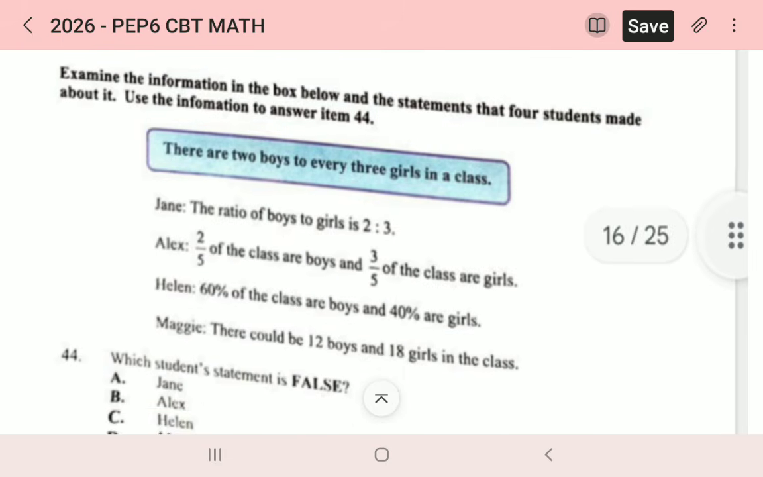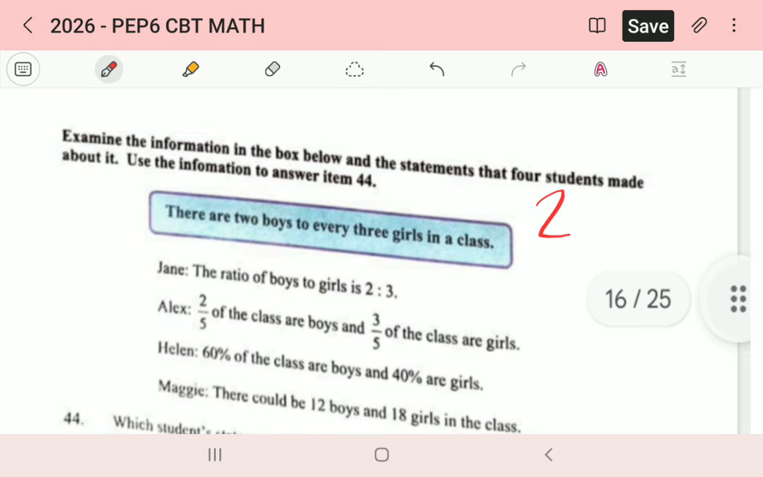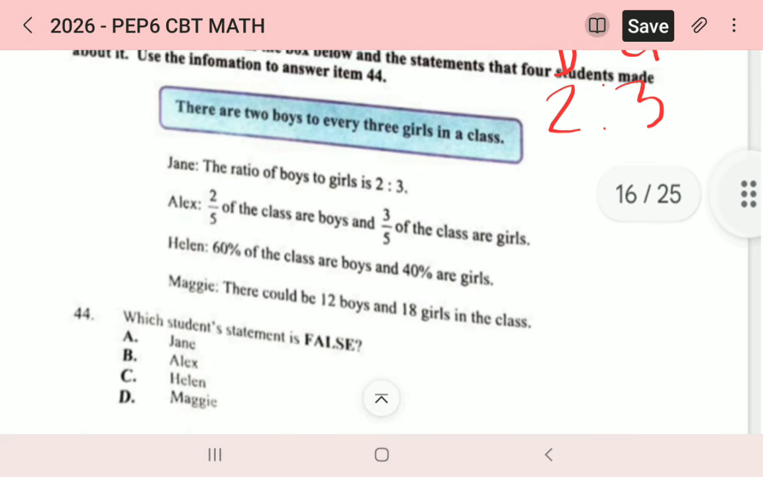Moving on to 44. Examine the information in the box below and the statement that 4 students made about it. Use information to answer item 44. It says there are 2 boys to every 3 girls in a class. So the ratio is 2 to 3. 2 boys to every 3 girls. Let's see. Jane says the ratio of boys to girls is 2 to 3.